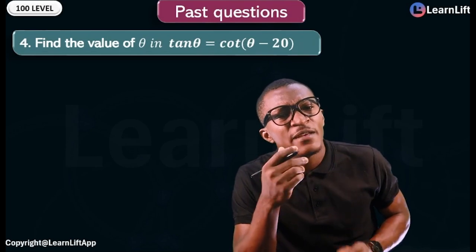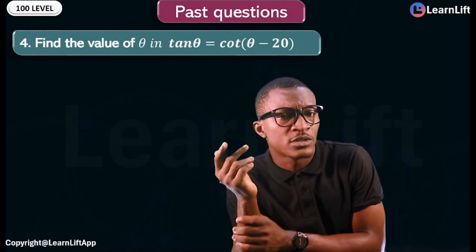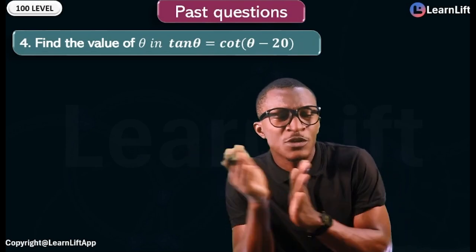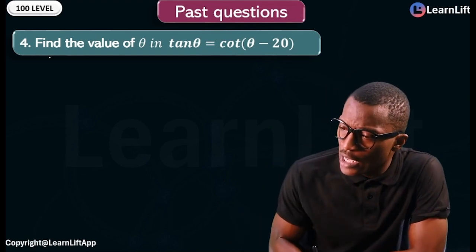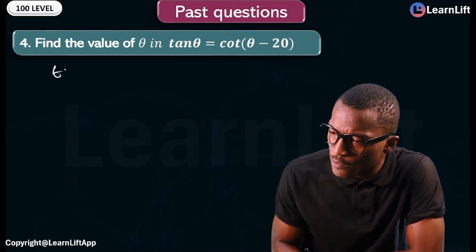Okay, now let's take the next question. Question 4. The question says find the value of theta given that tan theta is equal to cot theta minus 20. Can you try this now? You can pause it and try, but let me just go fast. Write down the question.